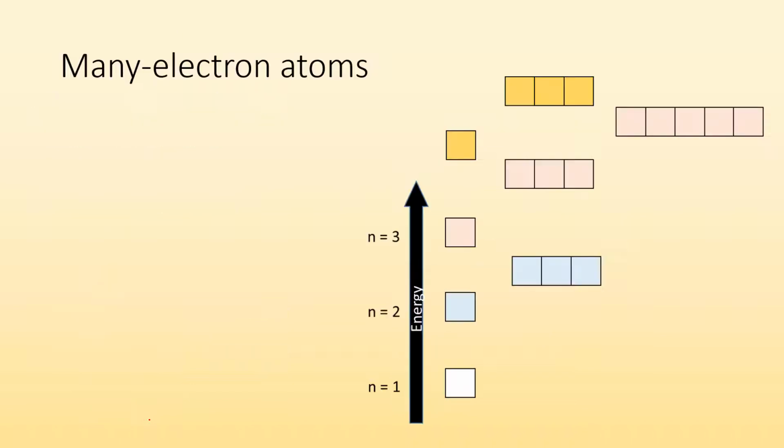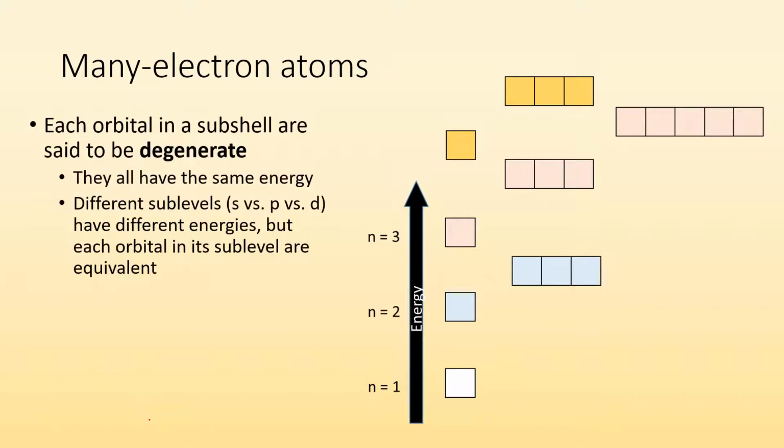All right, but there are things that are still true. One, each orbital in a subshell is said to be degenerate. And all that means is that they have the same energy. So if I take a look at the 2p sublevel, these three orbitals have the same energy as each other. So they're equivalent to each other, but they're different than the 2s over there.